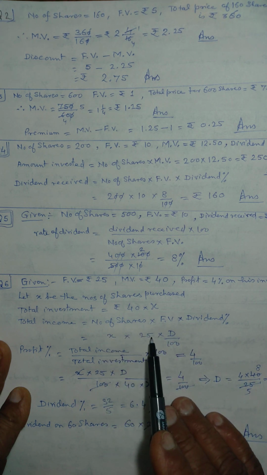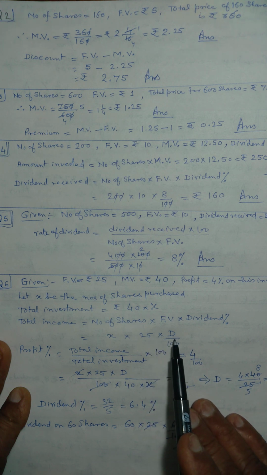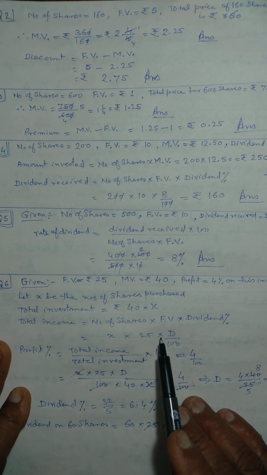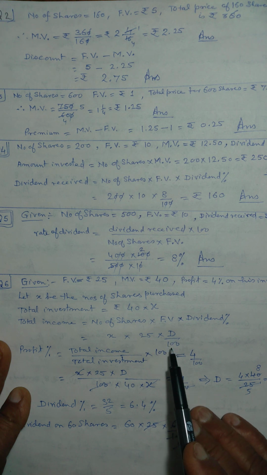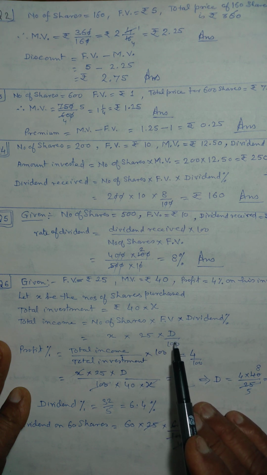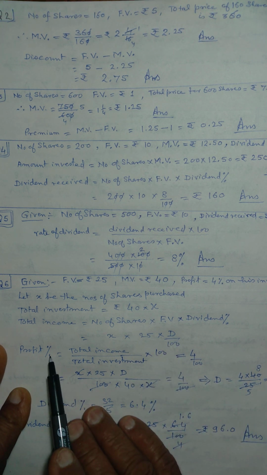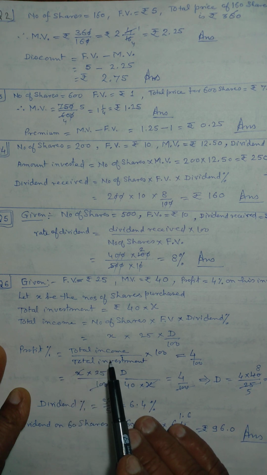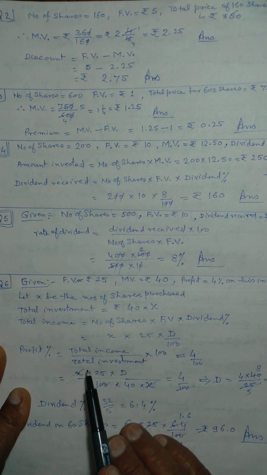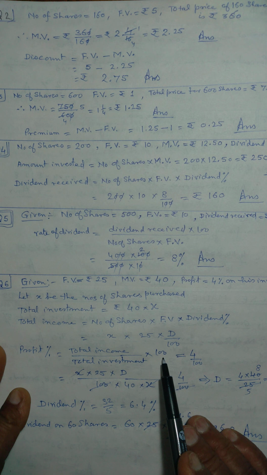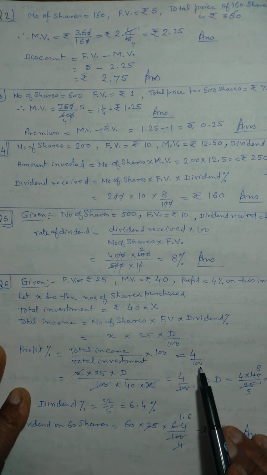The total income will be equal to number of the shares into face value into dividend percentage, that is X into 25 multiplied by D by 100. D is dividend percentage here. The profit will be equal to the total income by total investment into 100. And it is given by 4%, that is we have written 4 by 100.